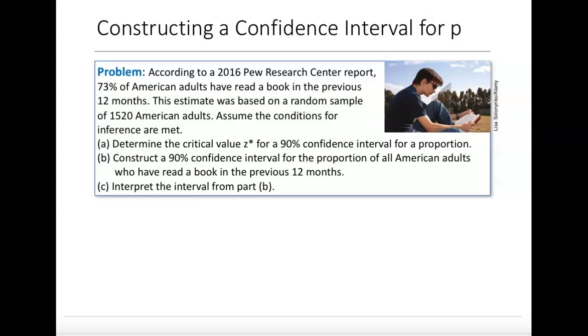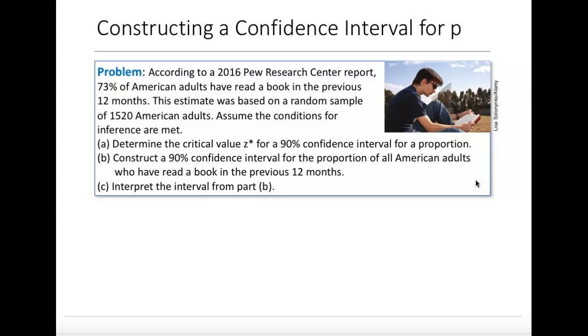All right, so according to a 2016 Pew Research Center report, 73% of American adults have read a book in the previous 12 months. Definitely part of the 27%. This estimate was based on a random sample of 1,520 American adults. Assume the conditions for inference are met. This is the only case in which you don't have to check those three conditions. They're letting us assume that they're met in this case. So good, we're done with that. Random, large counts, and 10% are met.